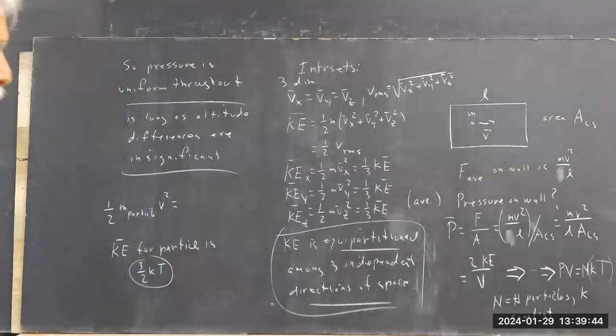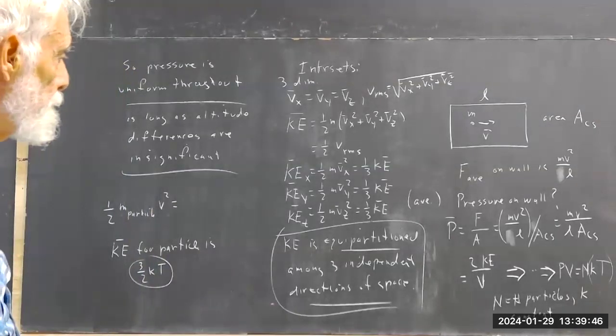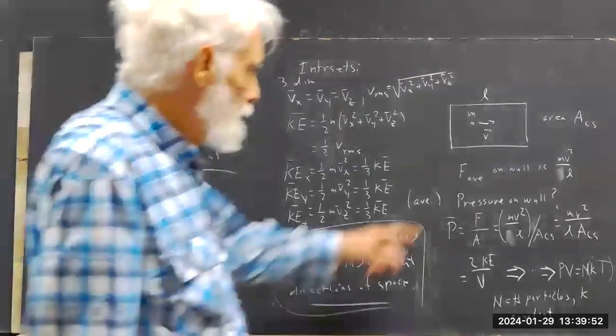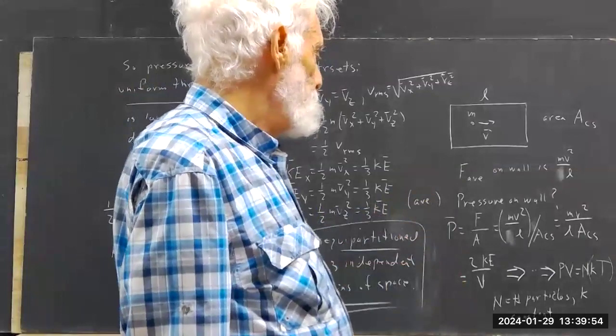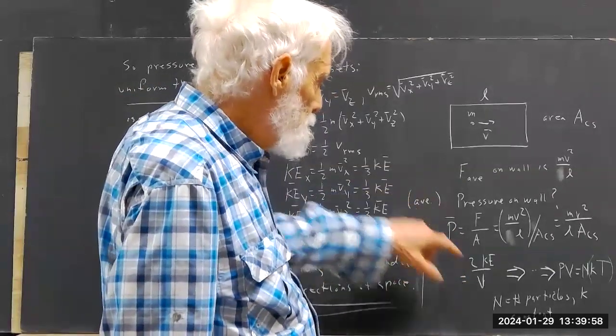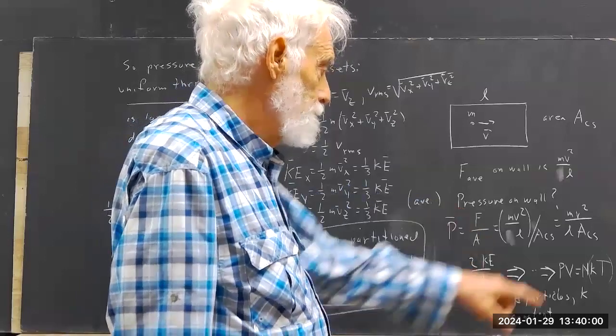Kinetic energy for particles is 3/2 kT. You can get that out of here. This could be written as pressure times volume is 2 KE.